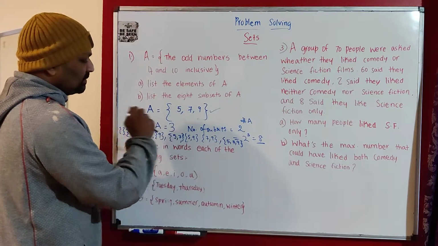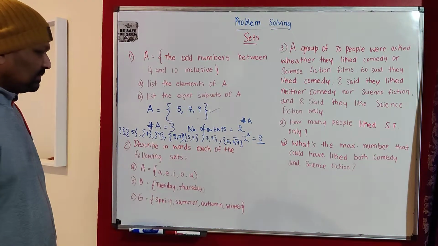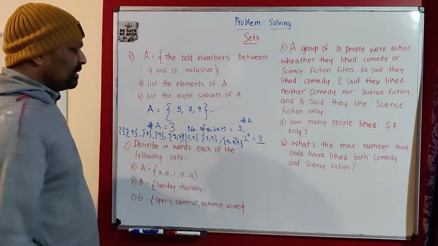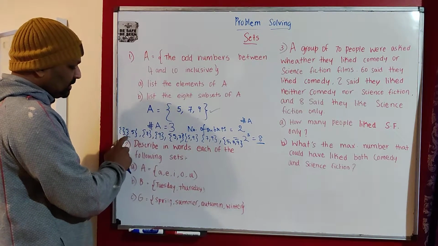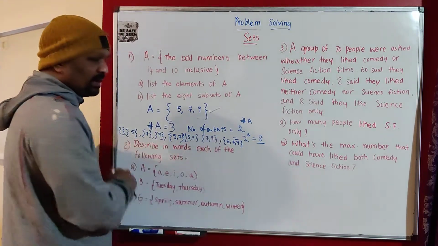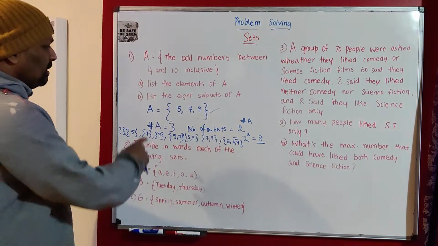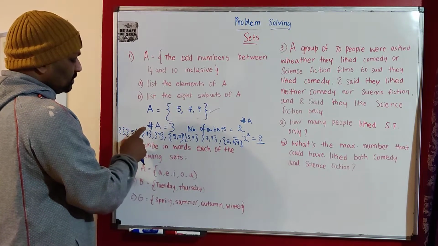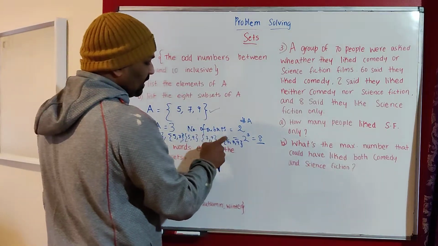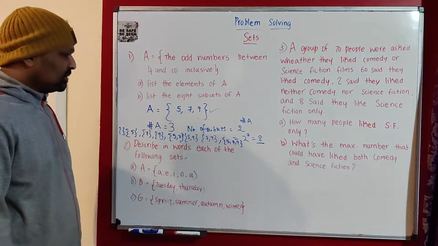So including the other subsets, there are 8 subsets that can be written for a given set. So part B is also completed. What are the subsets? This one, this one, this one, this one. Like this, there are 8 subsets. Okay, list the 8 subsets of A. These are all the 8 subsets: 1, 2, 3, 4, 5, 6, 7, 8. That's how we should do it.